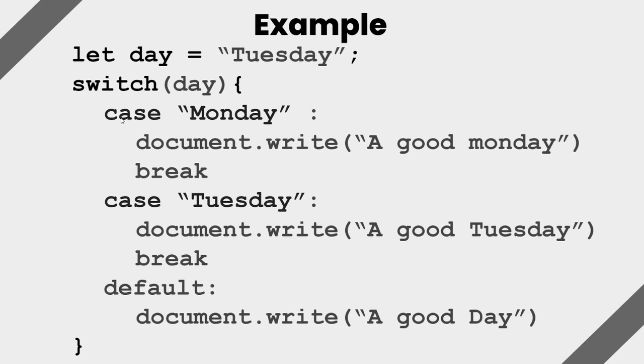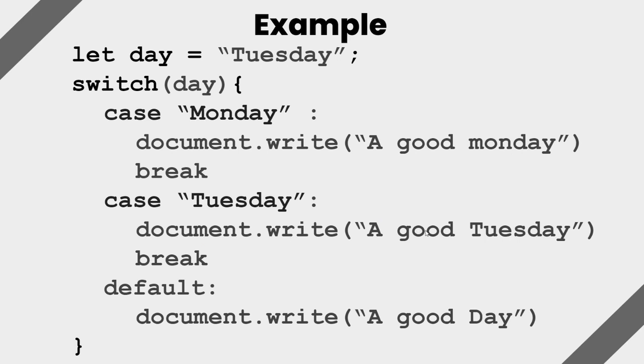So you can see that the first case we have here is the case with a value of Monday, and if this is true, this particular code would execute: document.write a good Monday. And we also have the break keyword that ends this case here. Now after that case, we have the next case, which is the case of Tuesday. And if you notice very well, this particular case here is actually true, since the day variable is assigned the string of Tuesday. So because this and this are the same, this particular code here would run. And here we have document.write a good Tuesday.